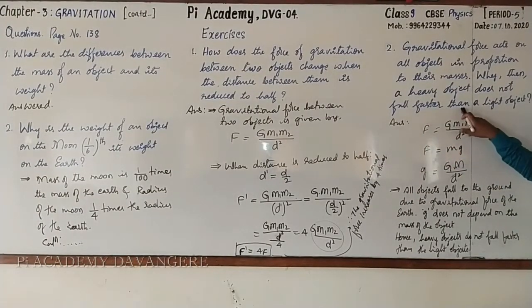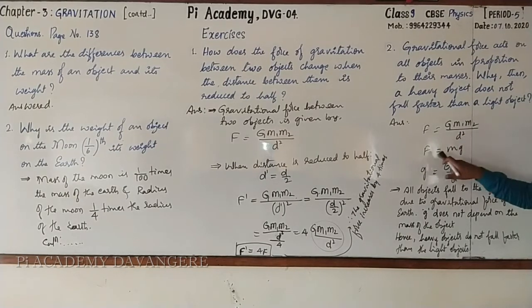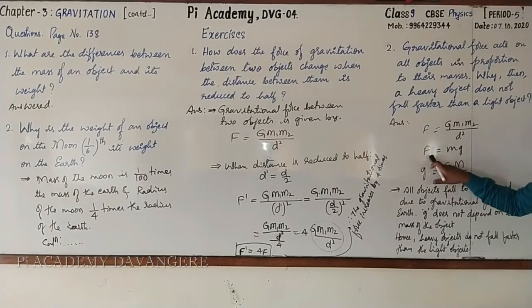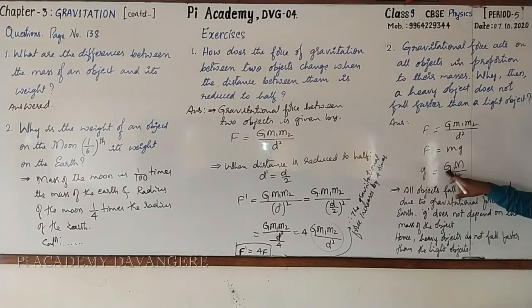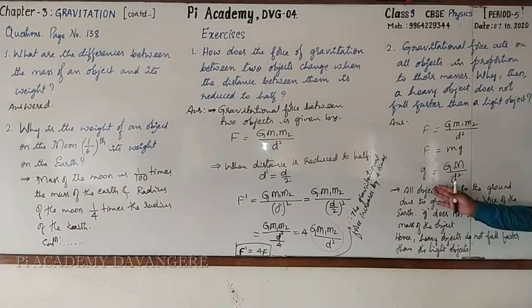Hope that you have written up to here. Next, you should write from here. See that gravitational force acting between two bodies can be written as G m1 m2 by d square, and the weight of an object on the surface of the earth can be written as F is equal to m into g, where g is acceleration due to gravity, G m by d square. See that g contains the mass of the earth, not the mass of the object. Hence g does not depend on the mass of the object. Therefore, heavy objects do not fall faster than the light objects. Copy this.